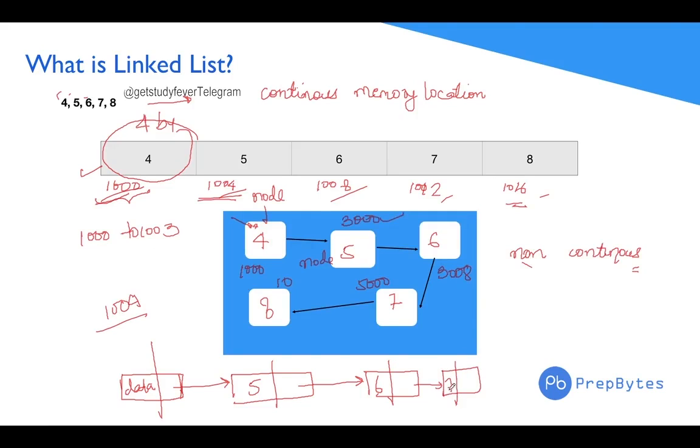Sorry, which is having value 7, and then we have the last node having value 8. Now the last node is not pointing to anything else, so the last node will have null in the address field. I'm talking about addresses here: this particular node is storing the address of this particular node, and this is storing the address of this particular node.